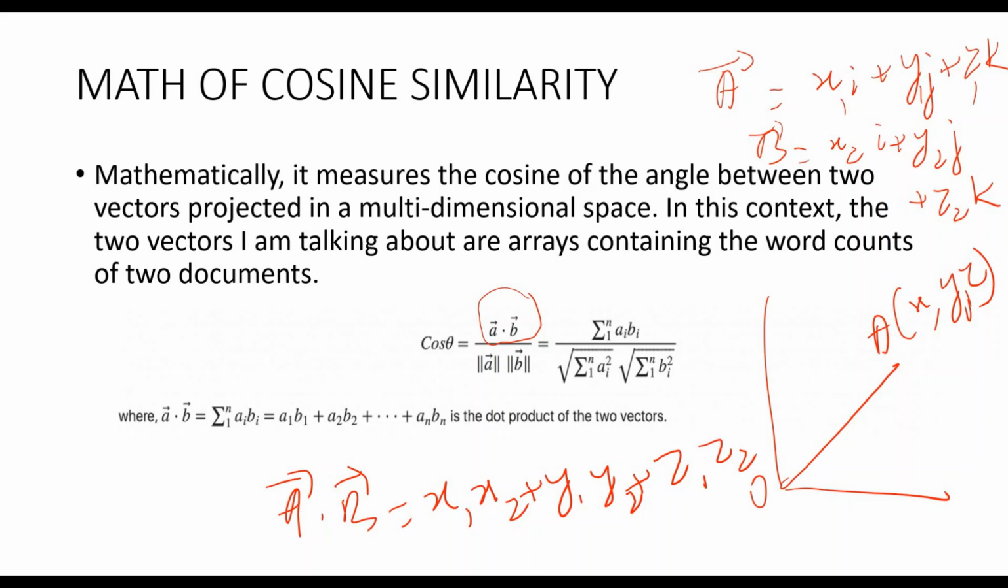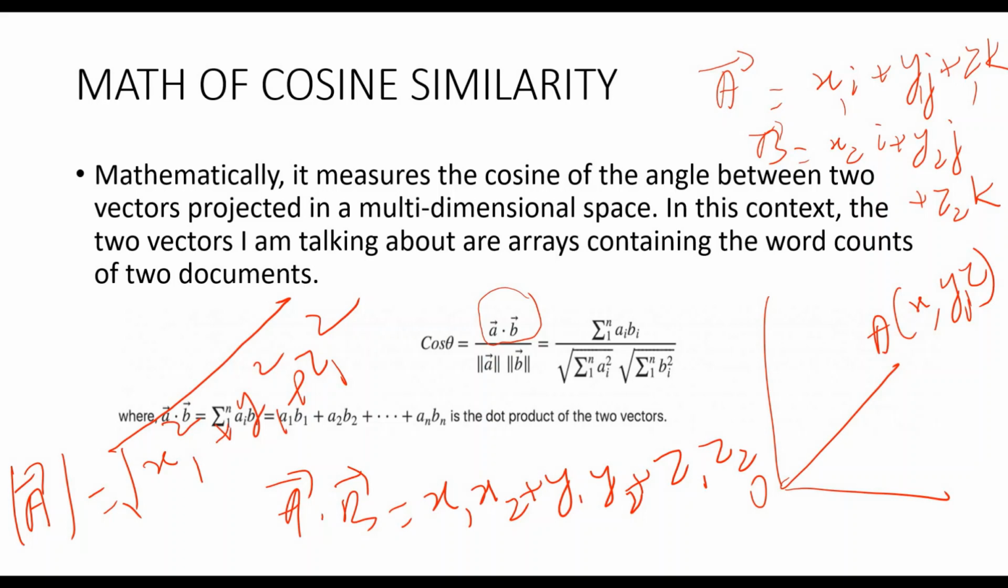What is modulus of A? See, modulus of a vector here, the mathematical formula is root of x1 square plus y1 square plus z1 square. That is the modulus of vector A. In the same way, modulus of vector B is equal to root of x2 square plus y2 square plus z2 square. So that is modulus in terms of x and y. From that, if we are generalizing this, we can write it in this form: sigma of 1 to n ai bi, over root of sigma of 1 to n ai square times root of sigma of 1 to n bi square. That is A dot B.